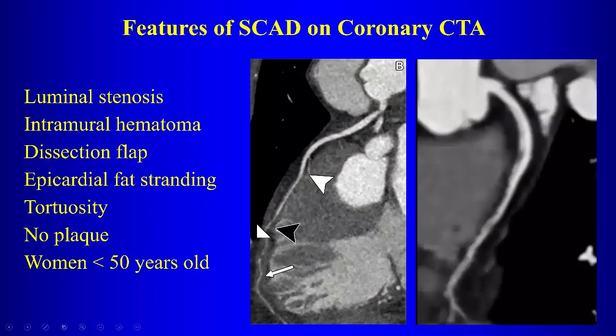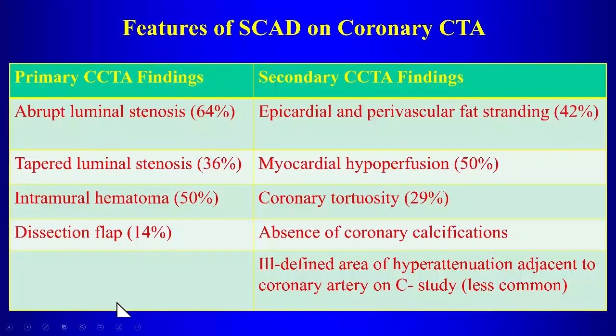So you look for that luminal stenosis. You might have intramural hematoma. There might be epicardial fat stranding. There might be tortuosity. There is no plaque. And it's women usually less than 50 years of age. I've given you this also, but these are the important findings: abrupt luminal stenosis, sometimes tapered. Intramural hematoma you might see. But the dissection flap, usually we don't see the dissection flap. So don't look for the dissection flap when you're trying to make this diagnosis.